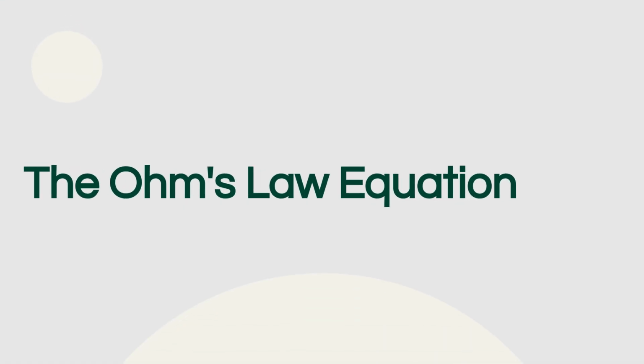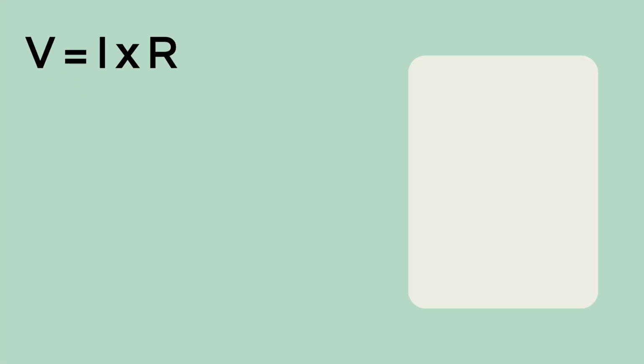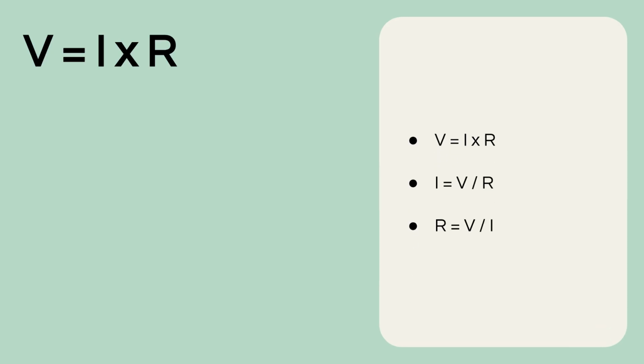Now that we know the players, here is the star of the show, the simple equation that connects them all. The formula is V equals I times R. Remember this. You can rearrange this equation to calculate any of the three values if you know the other two.